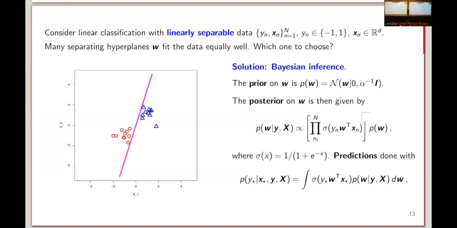In principle, we could follow a Bayesian approach to solve this problem. And the idea is that we're going to place a prior on hyperplanes. And this prior is going to be a multivariate Gaussian. It's going to have zero mean, so we don't have any clear direction associated to these hyperplanes initially. And then the covariance matrix is going to be just the identity matrix times a scalar. So this is just not favoring any particular direction.